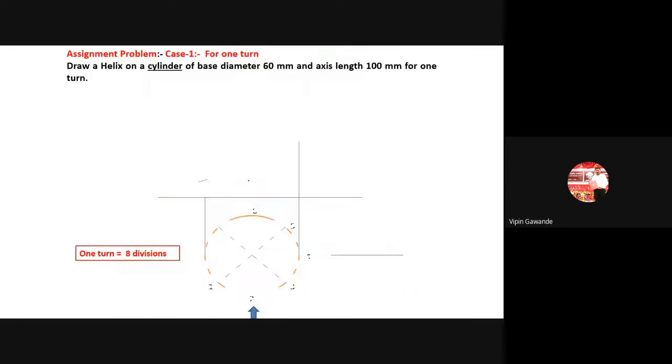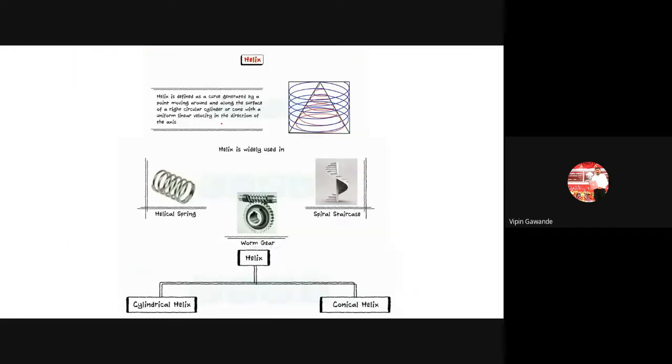Okay, then the helix. Okay, now how the helix is formed? So it is a curve generated by the point moving around and along the surface of the right circular cylinder or the cone. So helix is formed in two solids. One is cylinder and the another one is what? The cone. Okay, so that you have to remember.